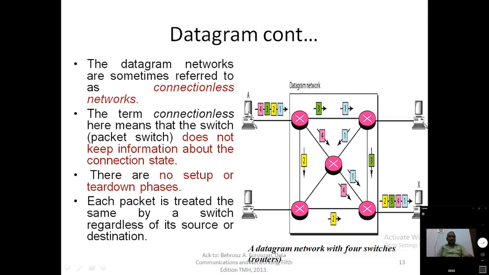See the diagram here, A and X. A is the source and X is the destination. A wants to transfer 4 different packets to X. All the packets, labeled 1, 2, 3, 4 from A, do not follow the same path to reach the destination. For example, packets 1 and 3 follow this path to reach the destination, packet number 2 follows this path, and packet number 4 follows this path. So all the packets do not follow the same path to reach the destination. That is the reason it cannot keep information about the connection state. That's the reason we say it is a connectionless network.